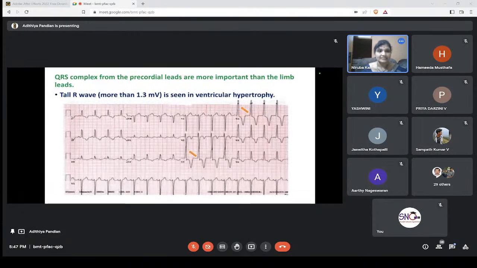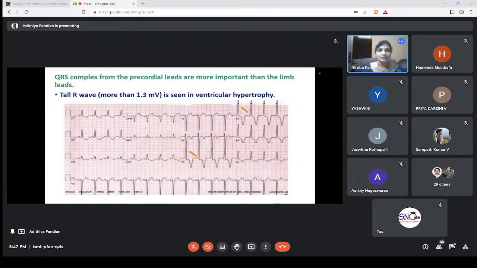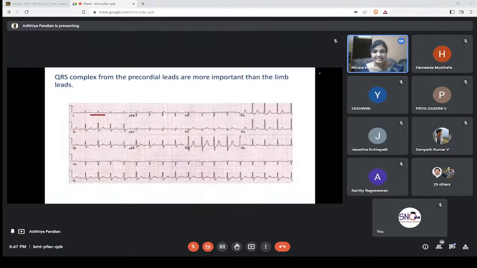Next slide, please. Yeah, you get tall R waves. Tall R waves are seen in ventricular hypertrophy. Yes, definitely. Ventricular activity is the R wave, so when there is hypertrophy, definitely the R wave is going to become big. When you know the basic physiology of ECG, everything becomes easy. Next slide.